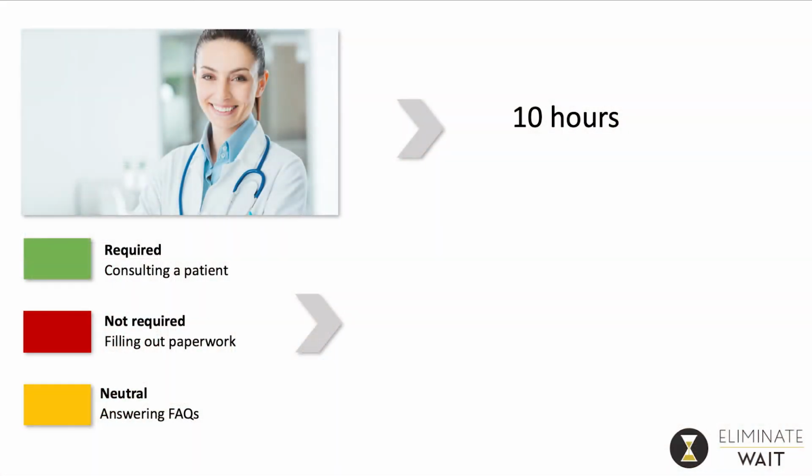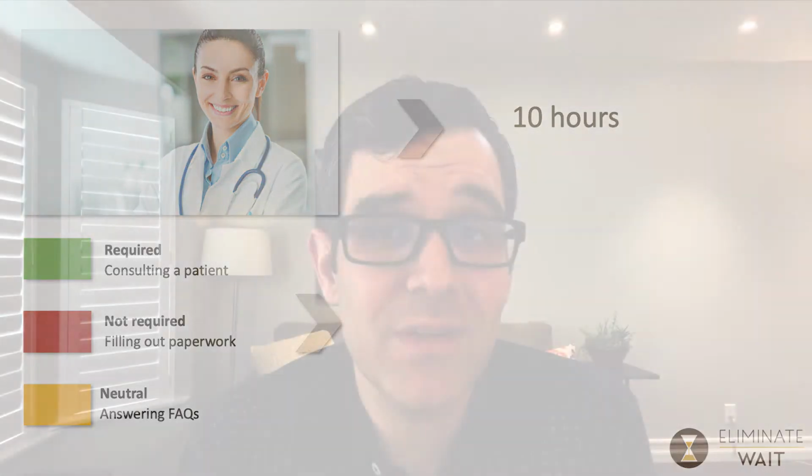Tasks that are redundant or cause mistakes fit into this category. In the middle of that spectrum between green and red is neutral. These are activities that probably should be done by Dr. Smith, but could be improved or streamlined.